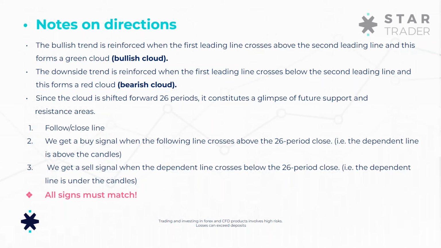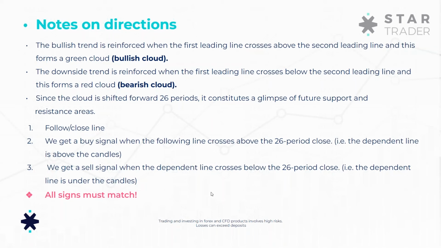Just for your information, the bullish trend is reinforced when the first leading line crosses above the second leading line, and this forms a green cloud, a bullish cloud. By the way, you can change the color of the cloud, it doesn't matter. It depends on how you want to see the chart. But by default, when we have the green cloud, it means the price is bullish.